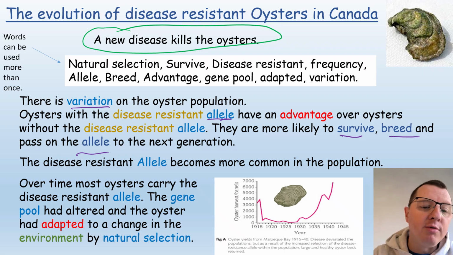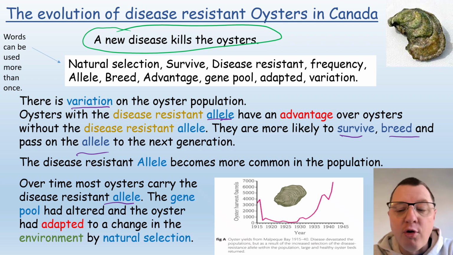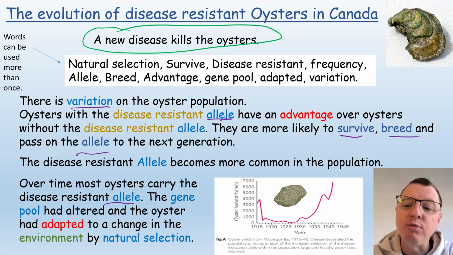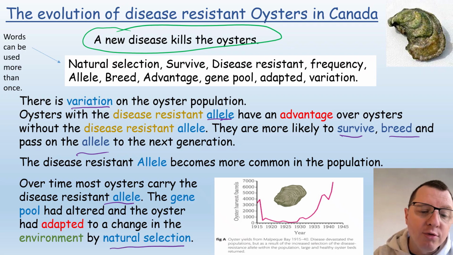carry this disease-resistant allele because the gene pool has altered, or we've had a shift in the allele frequency of the population. But ultimately, if you've got this allele, you can survive and breed, and therefore your children are more likely to have the allele, and your grandchildren, and so on and so on. And the entire species has therefore adapted to a change in the environment by natural selection.